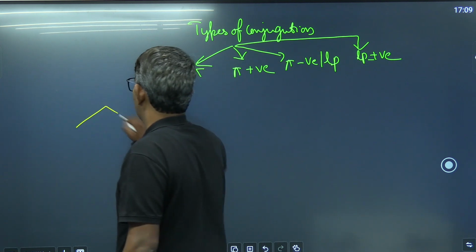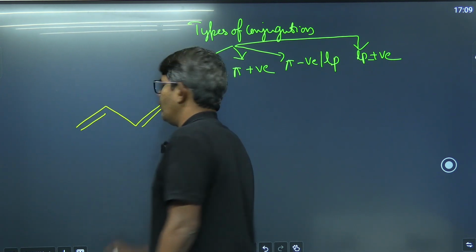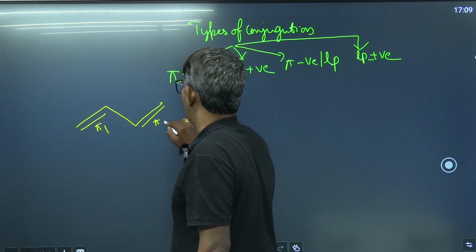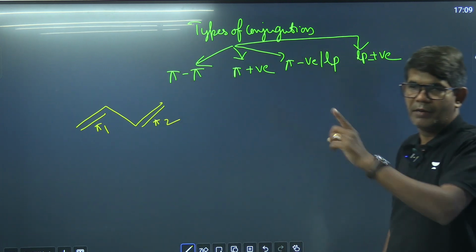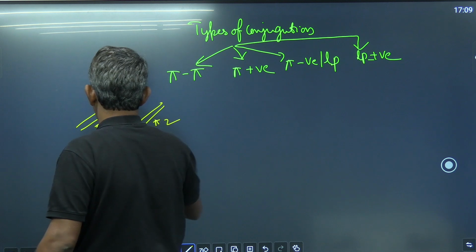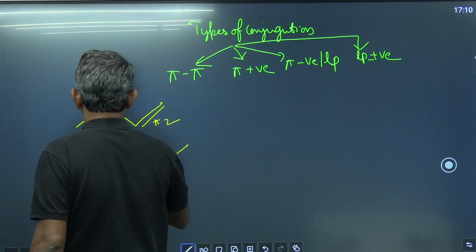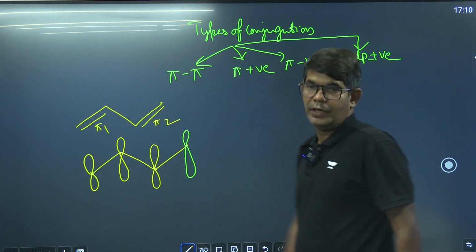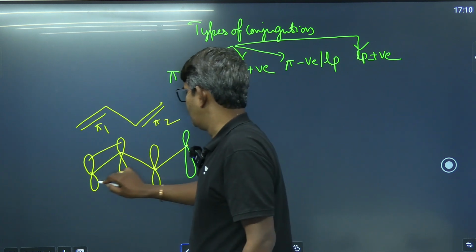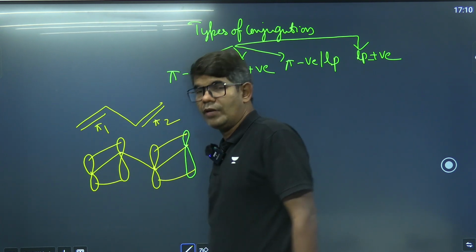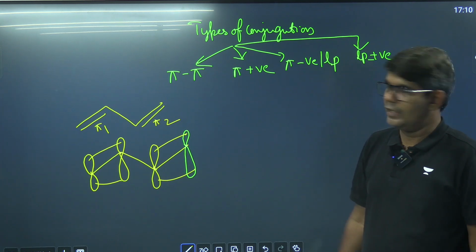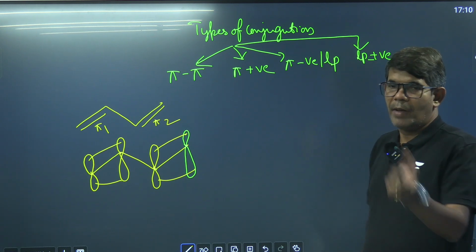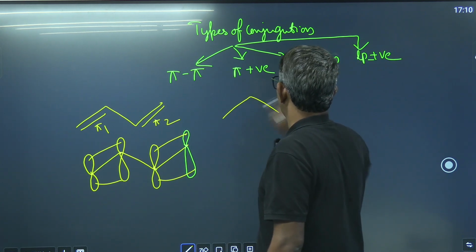So let me explain pi-pi conjugation. Say suppose you have 1,3-butadiene. This pi bond, pi 1 and pi 2, are in conjugation. If I tell you pi 1 and pi 2 are in conjugation, it means that the p orbitals are in the same plane. These p orbitals on each carbon atom are on the same plane. That is the reason they are in conjugation. This is the case of pi-pi conjugation.